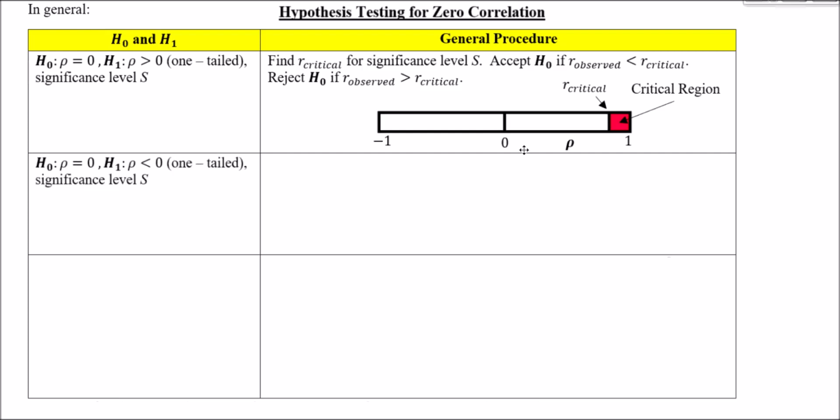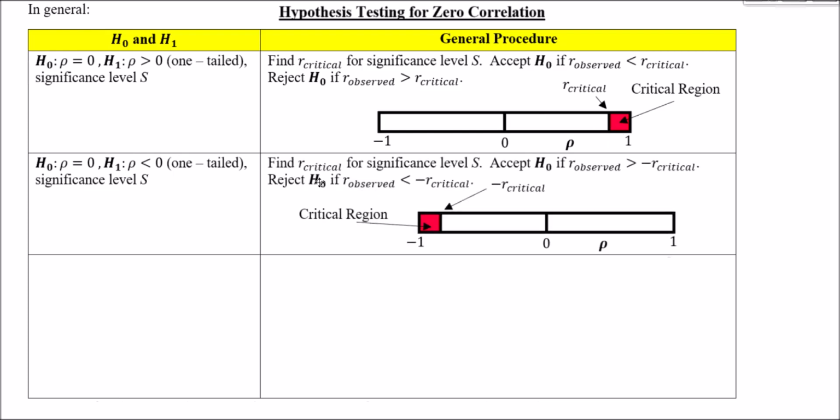If, however, you want to test for a negative correlation, where rho is less than 0, it's a similar idea but at the other end. So you'd find your critical value for that particular significance level S. You'd only accept H0 if your observed value of R was greater than the negative of the critical value of R. The table will only ever give positive values. So if you're testing for negative correlation, you take the value and multiply by -1.